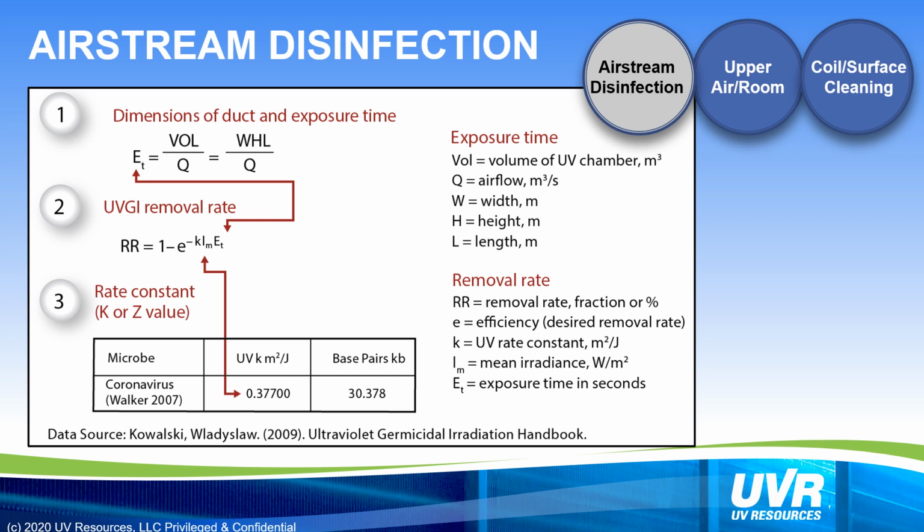We need to pick the product. In this particular case, you see here's a coronavirus. It has a K value or a Z value of 0.377. That's the value that we'll use. And then that gives us the exposure time so that we can calculate the number of lamps you need in that space to inactivate whatever removal rate you're looking for.